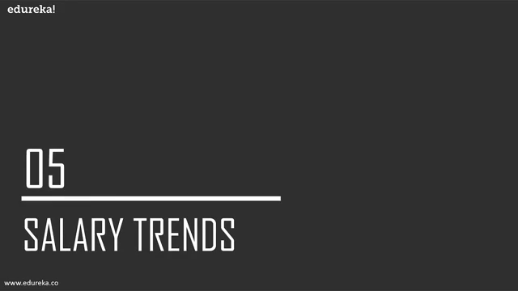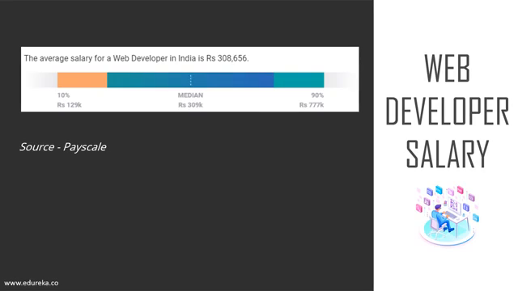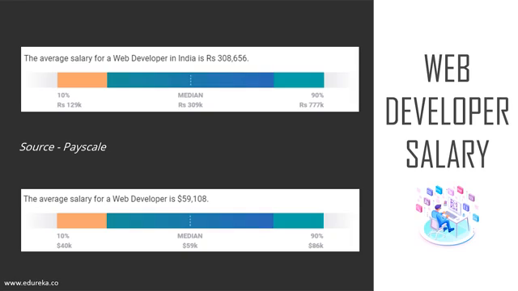Now let's move on and talk about the salary trends of both these job roles. Talking about the salary trends, the average web developer salary in India is around 3 lakhs and 8,000 per annum. Whereas when we talk about the average salary of a web developer in the US, it is around $59,000. Now, Glassdoor rates the average base pay for web developers at $93,000 per year. That's much higher than Payscale and Salary.com, which claim a median of around $60,000.